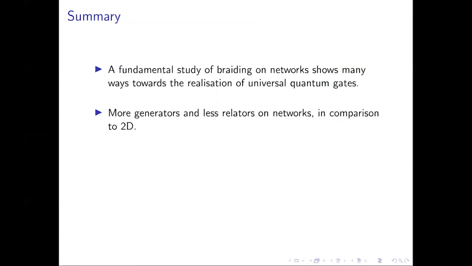Okay, so summary. What I've shown is that this topological fundamental study of braiding on networks shows in principle many ways towards the realization of universal quantum gates, right? Because there are fewer constraints. So yes, we had more generators and fewer relations on the networks in comparison to 2D.